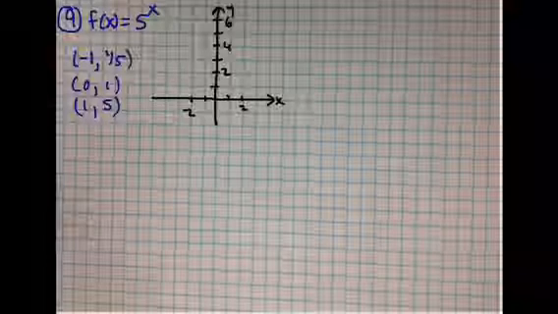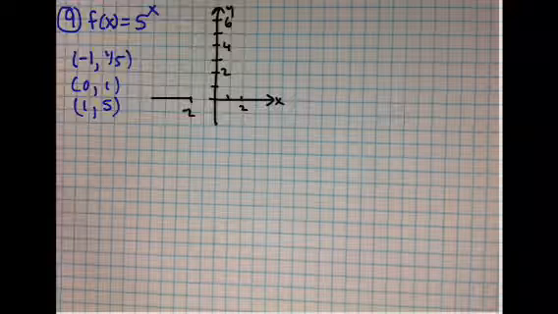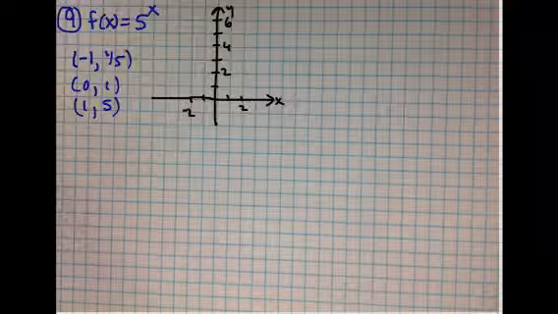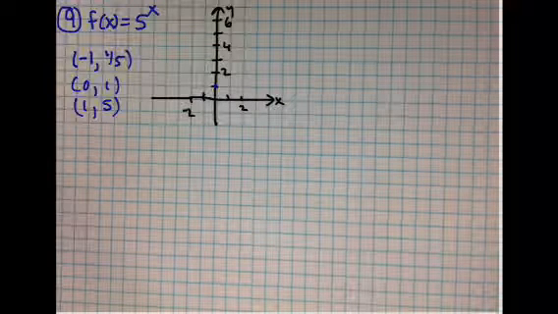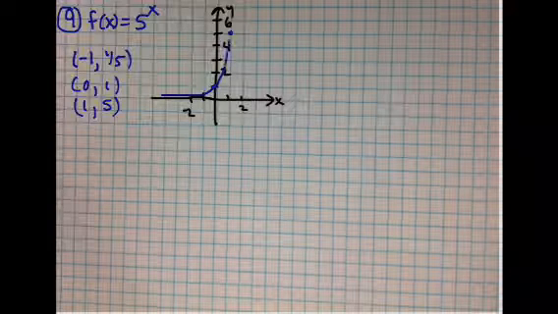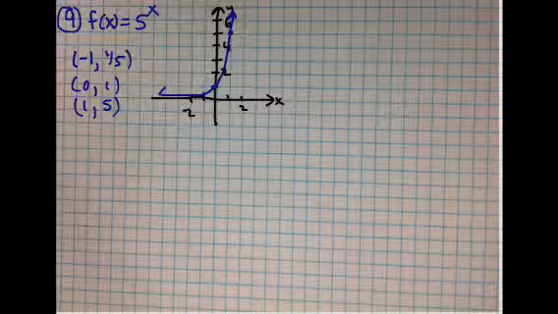It's really hard to show with this pen, but oops, sorry. So that would be about here. 0, 1, and 1, 5. Okay, so it's really steep, like that. And then they also want you to state the asymptote, the intercepts, and state whether it's increasing or decreasing. Well, this one's obviously increasing.